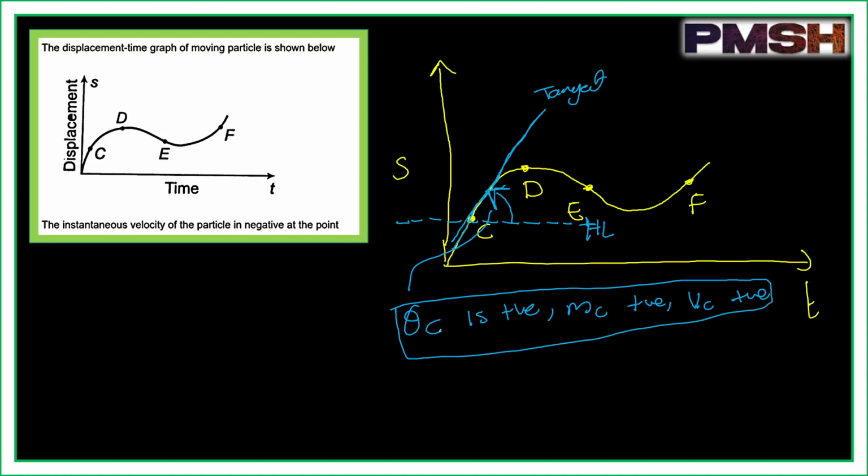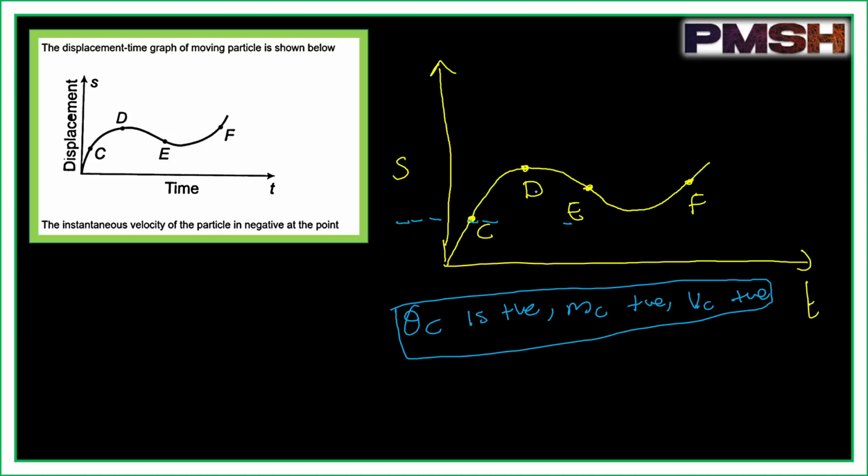I hope it is clear. The angle at C is positive. Hence, MC is tan theta C, according to the equation. So MC is positive, so velocity is positive. Let's find another point.